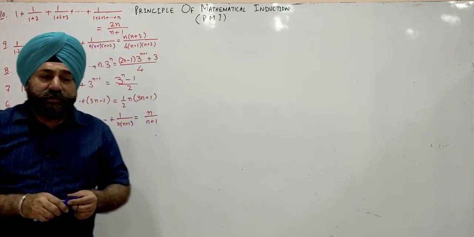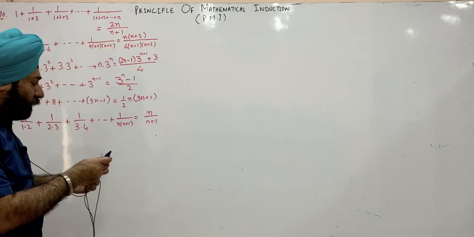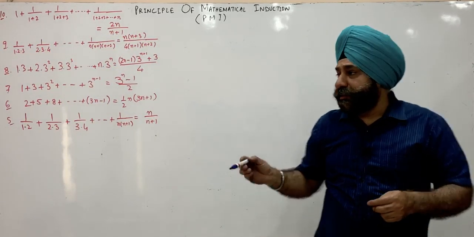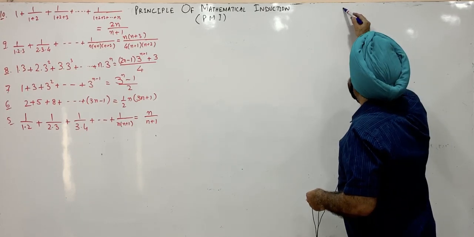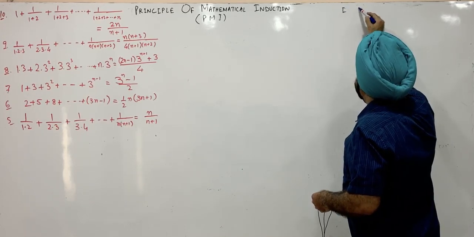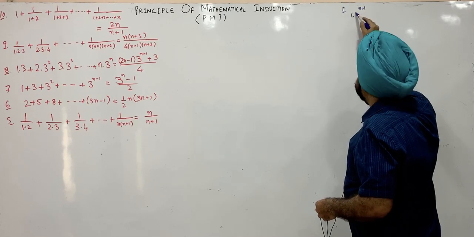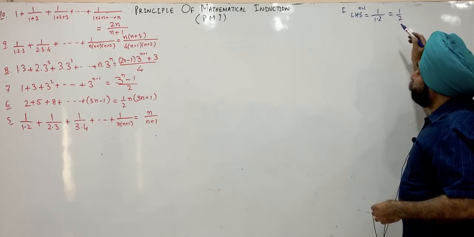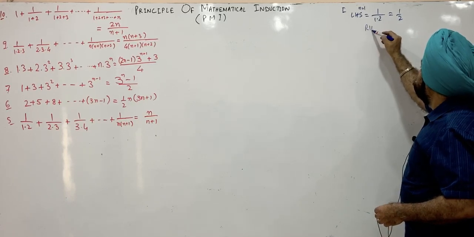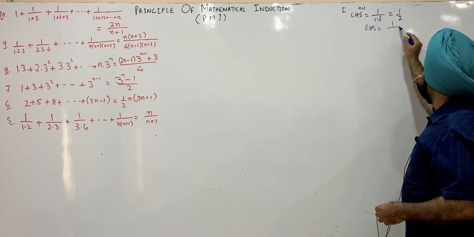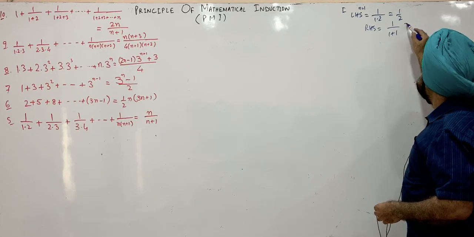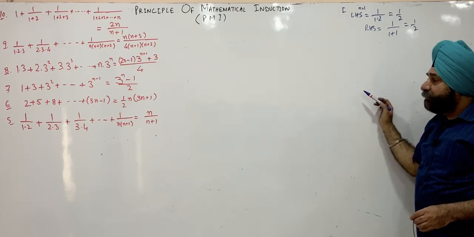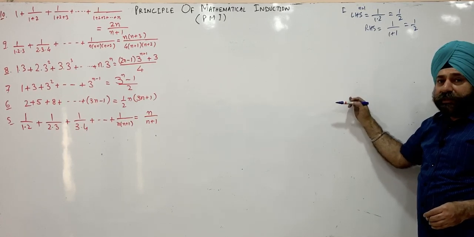So we will be using the principle of mathematical induction to prove the result. So steps remain the same. The first step, when n is 1, left hand side, this is 1 upon 1 into 2, that's 1 by 2. Right hand side, we put n is equal to 1, 1 upon 1 plus 1, this is also 1 by 2. Left hand side is equal to right hand side, therefore the result is true for n is equal to 1.